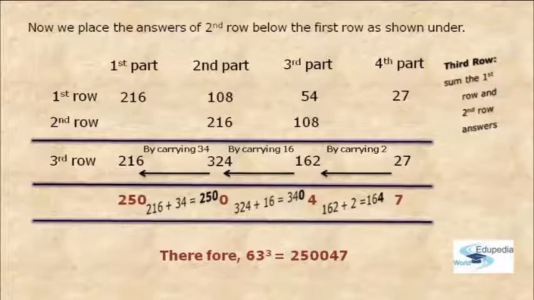250,047. So guys, this is the way how we can use Anurupya Sutra in finding the cube of a given two-digit number. I hope that you have understood pretty well how to use this Anurupya Sutra in finding the cube of a two-digit number.